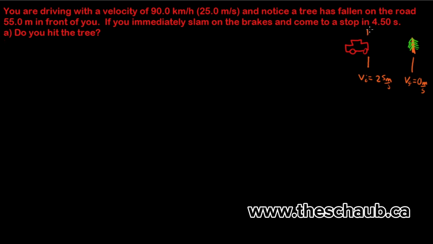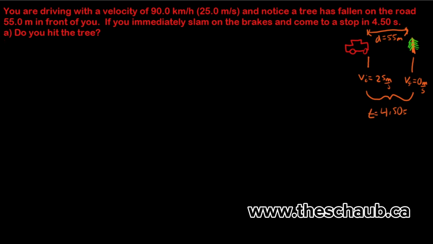In this question, the tree is 55 meters away. D is equal to 55 meters away from the car. And the car stops for a time of 4.50 seconds. So our T is equal to 4.50.